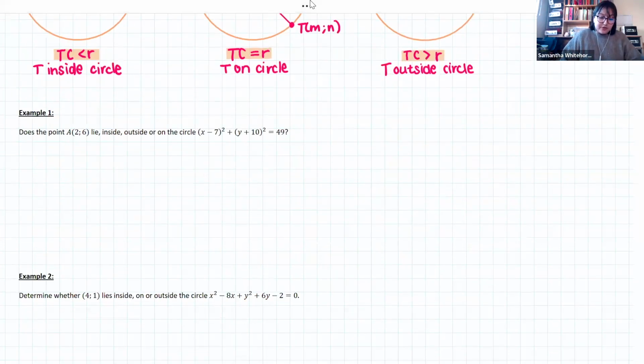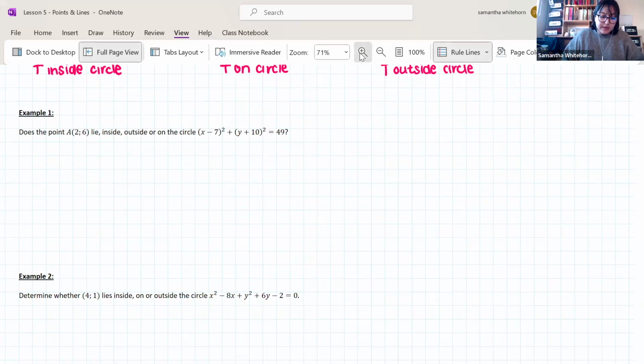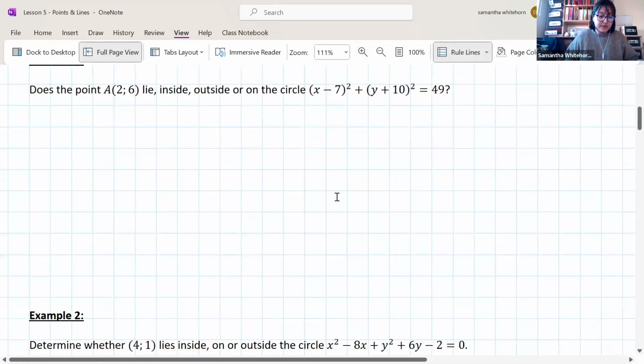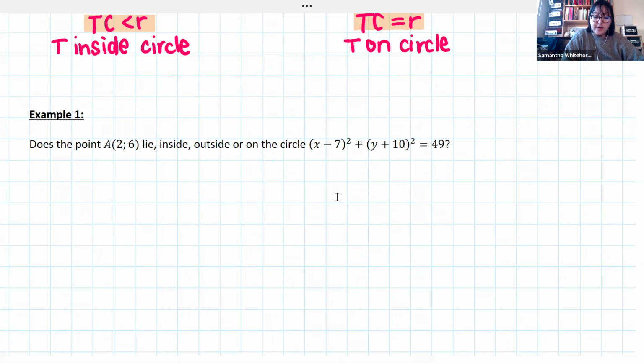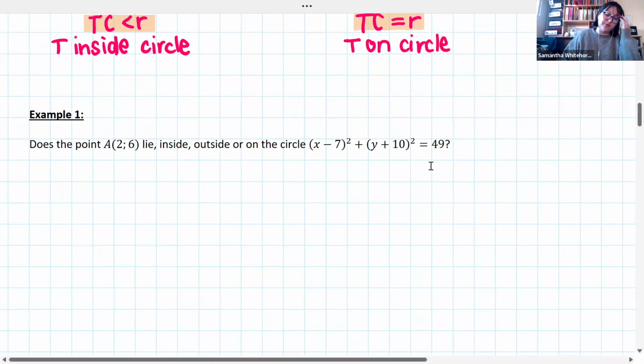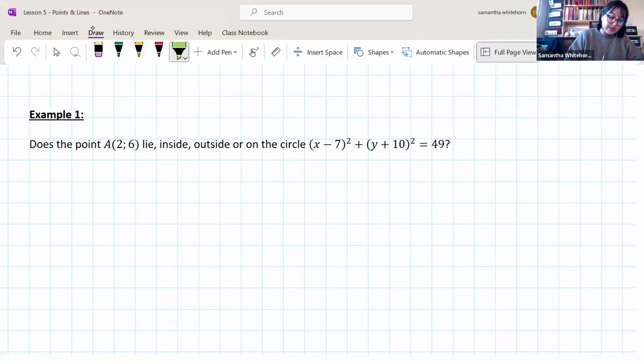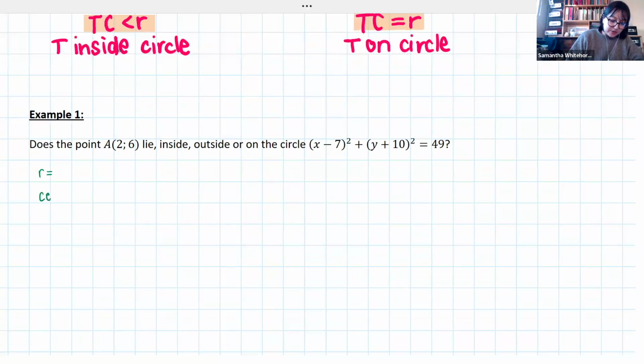So if we have a look at our first example here, I'm just going to make this a bit bigger for us. The first example says, does the point A(2, 6) lie inside, outside, or on the circle (x minus 7) squared plus (y plus 10) squared equals 49? Okay, so there's a couple things that we need to figure out. We know based on my little summary that we need to figure out what our radius is, and we need to know what our center coordinate is, because we need to compare the distance from the center to the point in comparison to the radius.